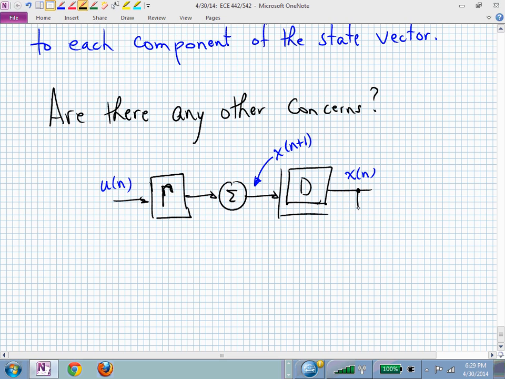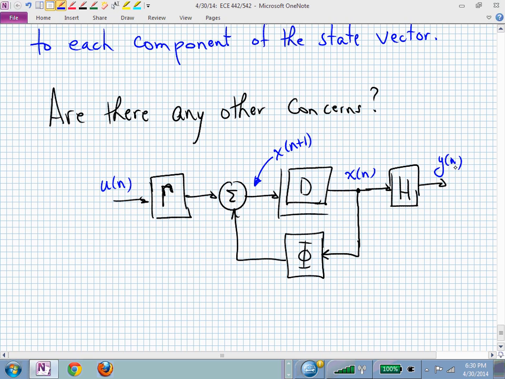We measure this, or we have in our model, in our system, x of n plus 1 created by a linear combination of the states interconnected with the system matrix phi to make phi x plus gamma u. All those state vectors are then combined to produce our output y of n.